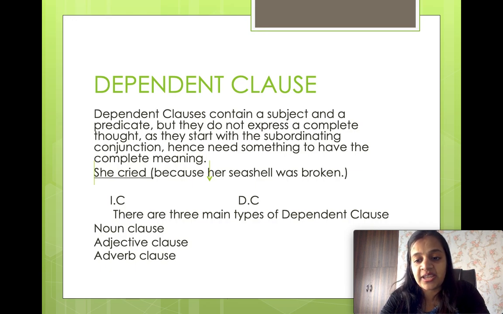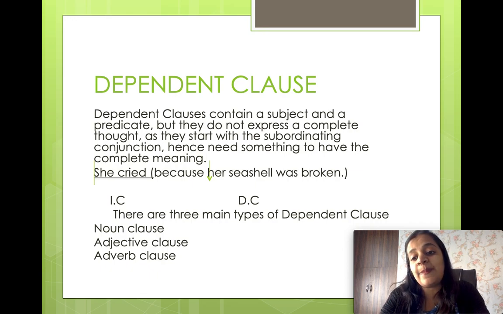अब dependent clause क्या है? See, clause is something which has the subject and the predicate. Clauses तो वो हैं जिनमें subject भी है, predicate भी है. Independent clause में subject भी है, predicate भी है and it conveys the full thought. But dependent clause में क्या है? It also has the subject and predicate. इसमें भी subject भी होता है, predicate भी होता है, but even then it doesn't express or convey a complete thought. Why so? Because the dependent clause starts with the subordinating conjunction.